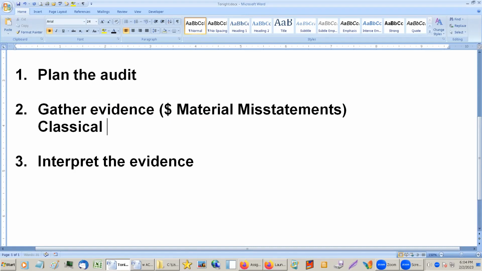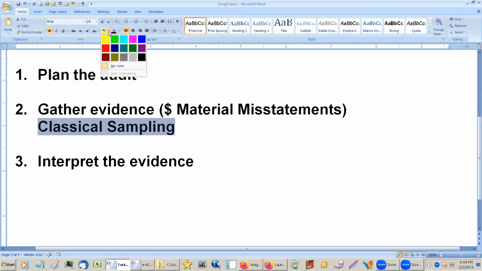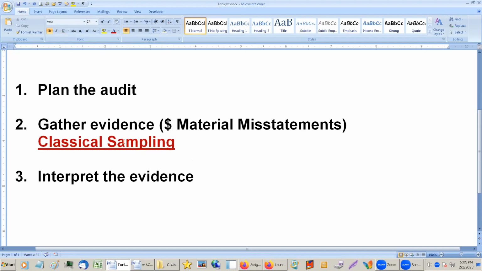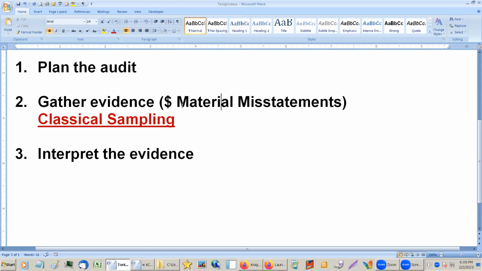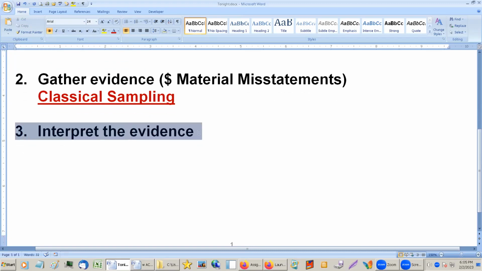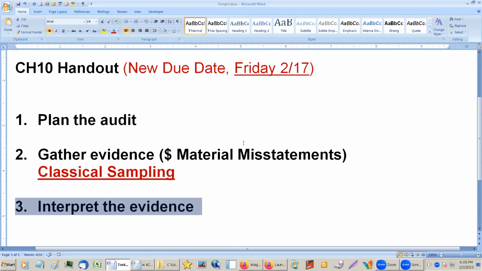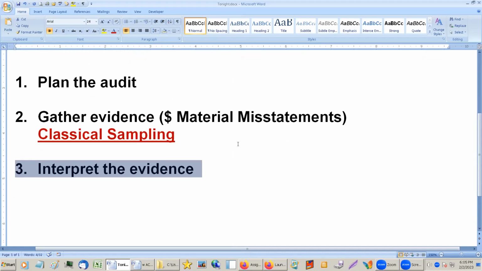So classical sampling is sort of gathering the evidence. So we're trying to see if we can find material misstatement. Now, this first one and this last one are extremely important. And this is probably about the split up of your time. Planning the audit, you gather the evidence. That takes a little while, but then also interpreting it and going through the approvals and all this kind of stuff takes quite a bit of time too. Writing it up. So classical sampling is we're trying to see if there are material misstatements.